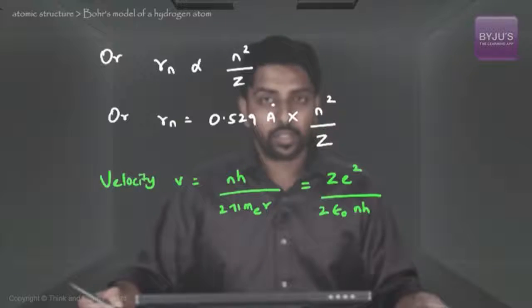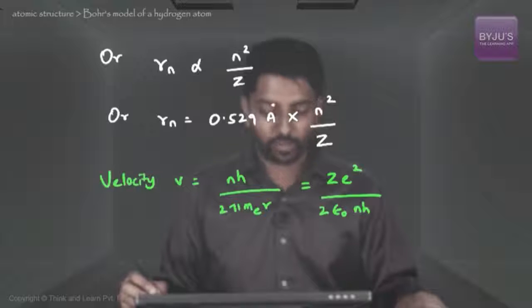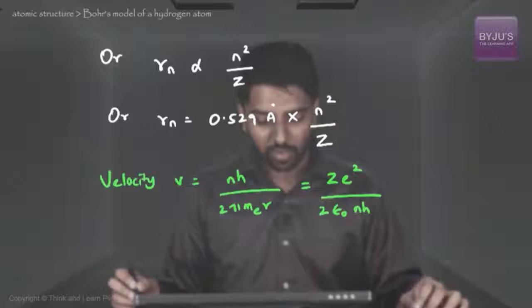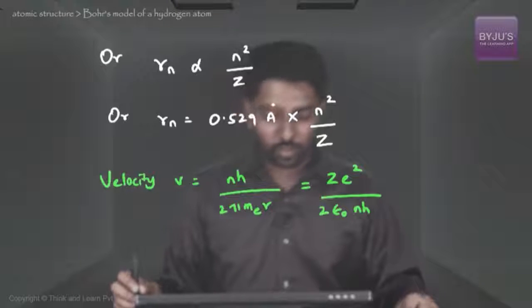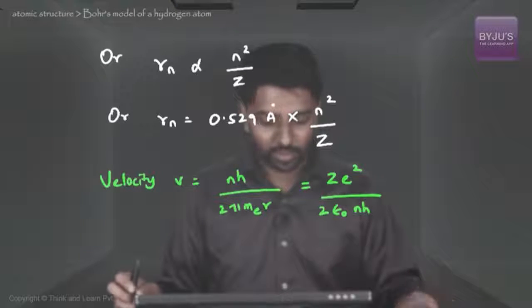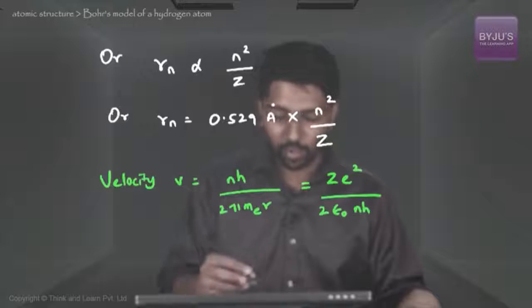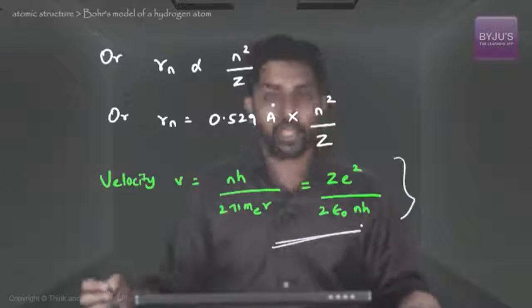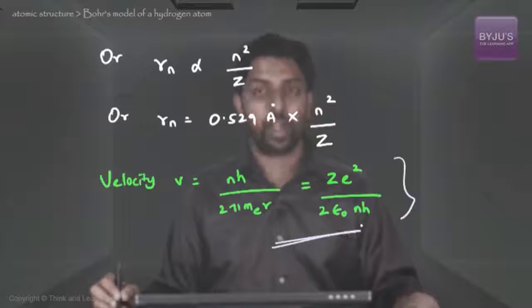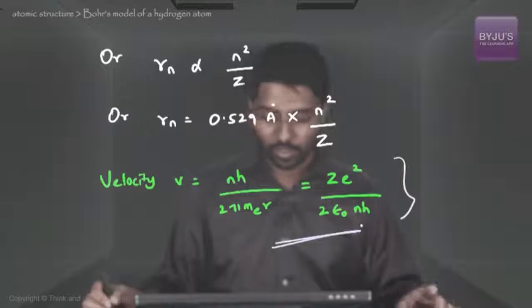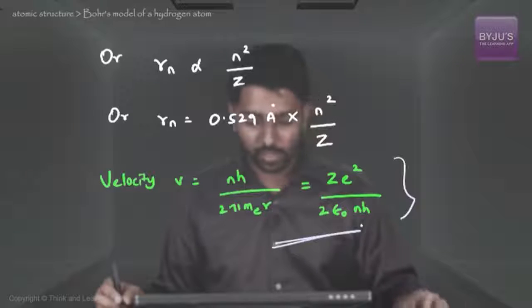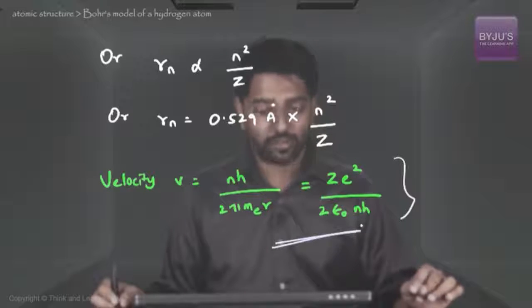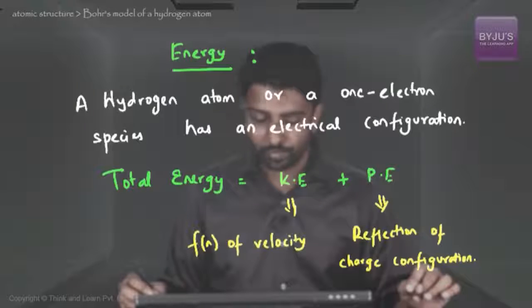So we have already obtained an expression for velocity. Velocity equals nh by 2 pi m e r, and we also know what the radius is. So we just plug in the values and we get an expression for velocity. Earlier we got an expression for radius, now we have an expression for velocity. As you can see, it is directly proportional to Z and inversely proportional to n. Everything else is a constant in that expression.